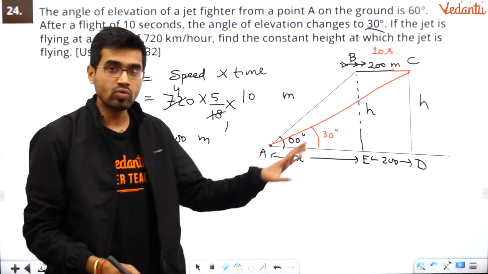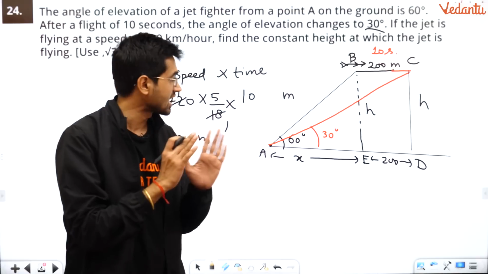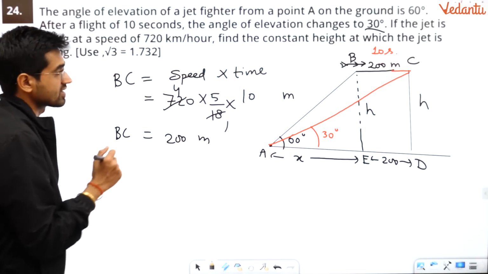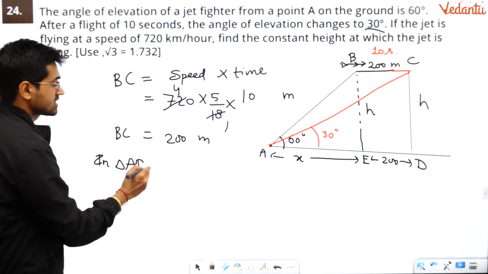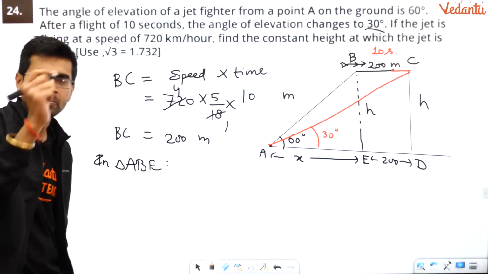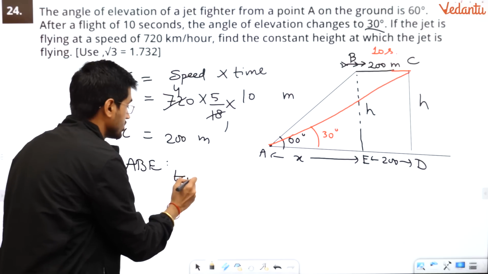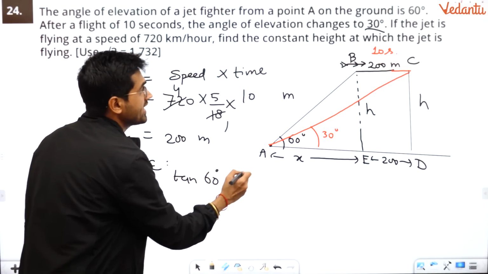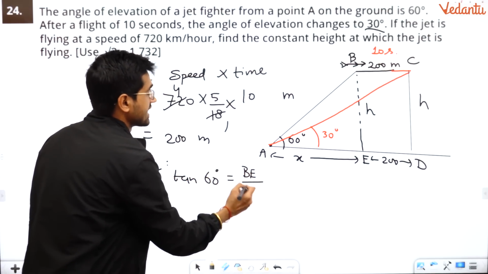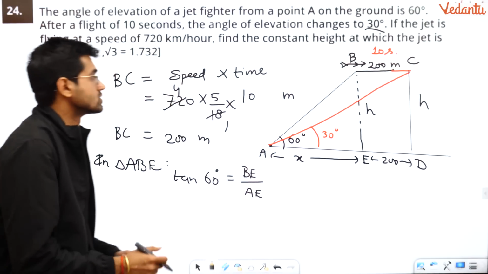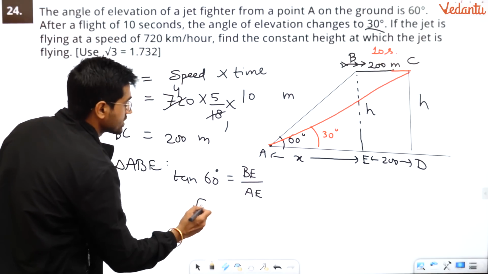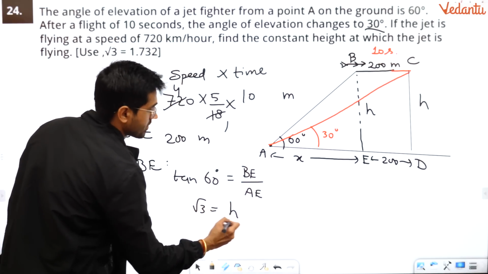Now I have got the two triangles, all the things I have marked. Tan 60 and tan 30 will help. So first of all, in triangle ABE, you apply tan 60. What will we get? Tan 60 will be equal to perpendicular BE by base AE. I have marked it x so that we can easily calculate it. So tan 60, which is root 3, equals BE, which is h, by x.